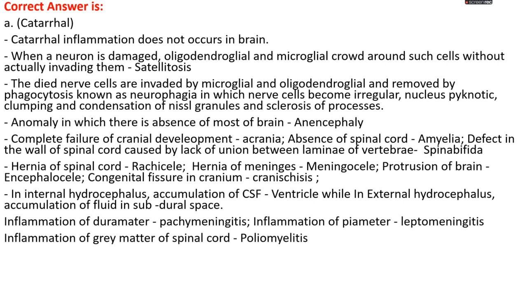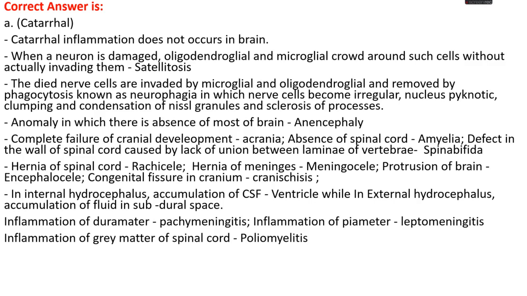Okay, if there is a hernia of the spinal cord, that is known as rachischisis. If there is a hernia of the meninges, the covering of the brain and spinal cord, that is known as meningocele. If there is a protrusion of the brain, that is known as encephalocele. If there are congenital fissures in the cranium, that is known as craniochisis.